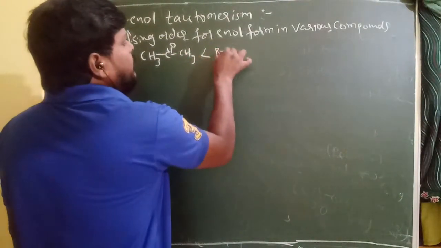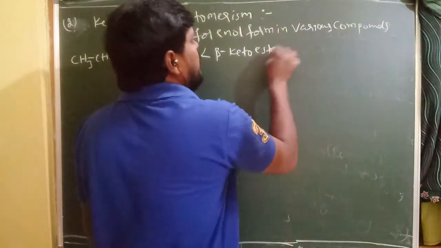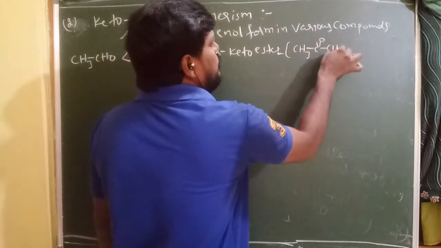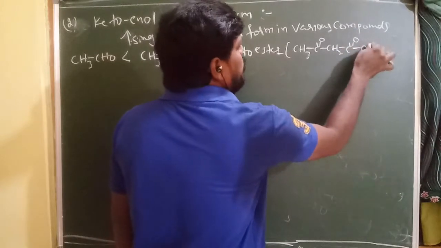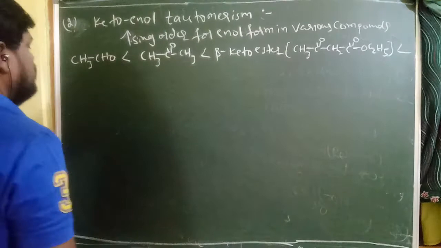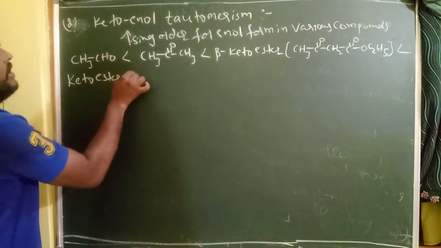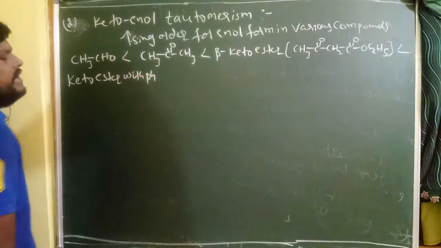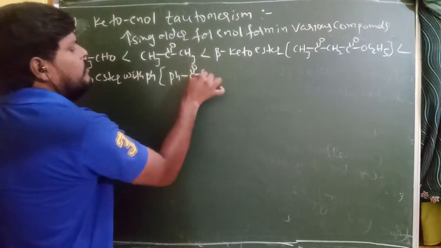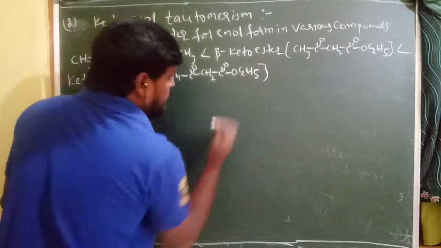And beta keto ester, of course we know that formula: CH3 C double bond O CH2 C double bond O C2H5. So this is the formula for beta keto ester. Next, keto ester with a Ph group. Here Ph is nothing but a benzene ring. So what is the formula? Ph C double bond O CH2 C double bond O C2H5.